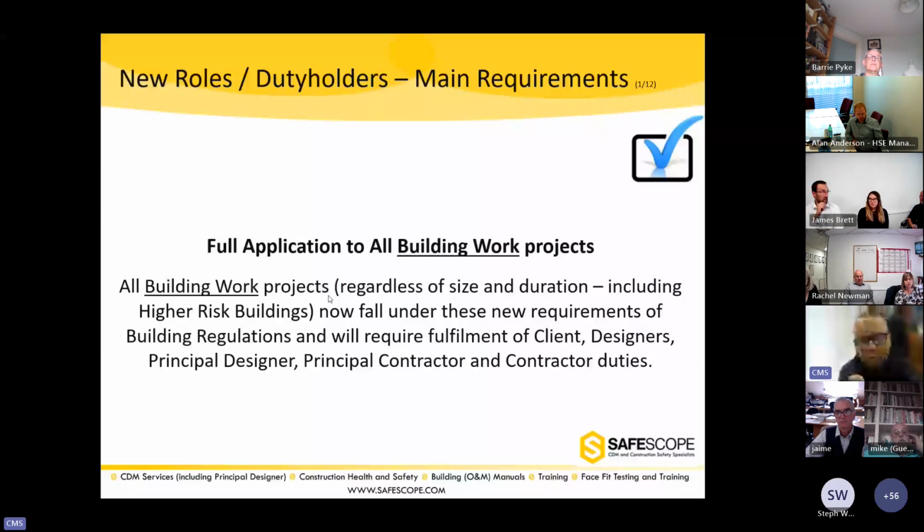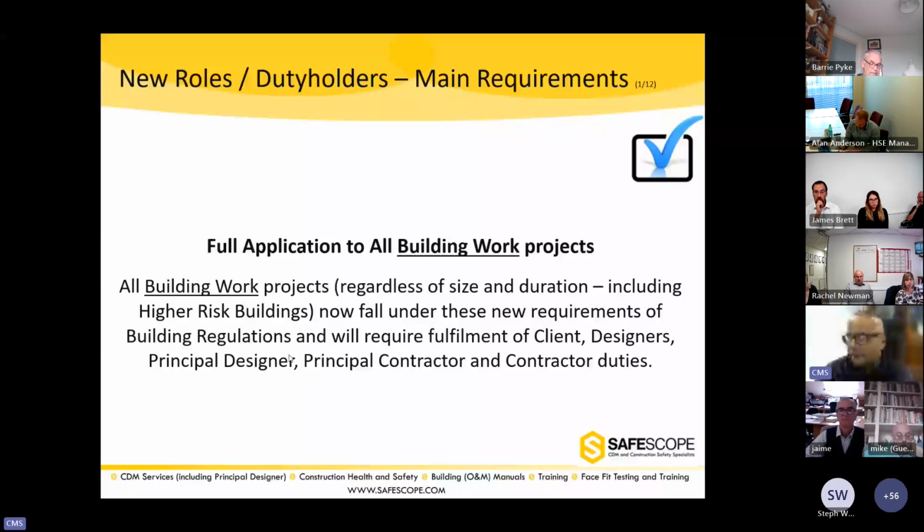Now, please note that I'll be using the words building work, not construction work, because these requirements apply to building work, not construction work, because we now know the definition between the two. Now, all building projects, regardless of size and duration, including higher risk buildings. So what we will be talking about today will apply to higher risk buildings as well. These fall under these new requirements of building regulations and will require the duty holder roles to be fulfilled, i.e.